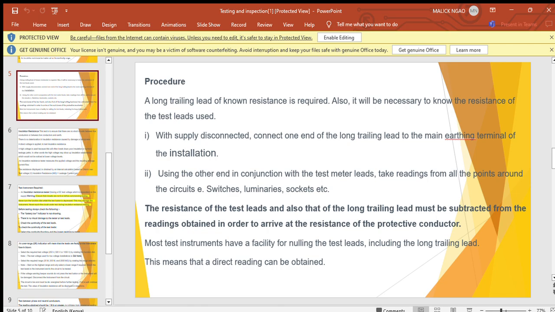Most test instruments have facilities for nulling the test leads, including the long trailing lead, and that means that a direct reading can be obtained. In other words, with measuring instruments like multimeters, ammeters, ohmmeters, you can take your reading, or you can test the continuity using that instrument, and you can obtain the direct reading from that instrument.